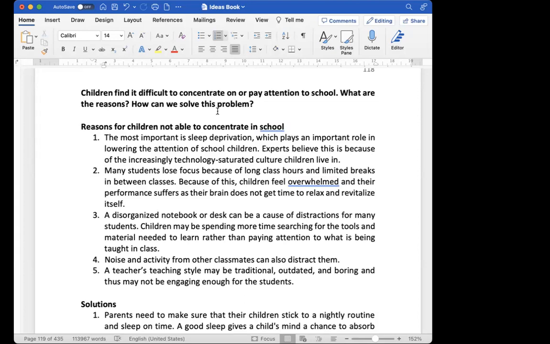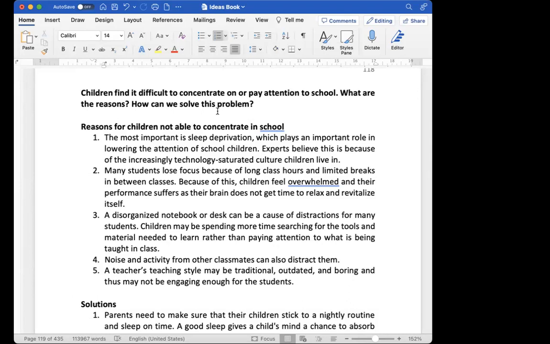Many students lose focus because of long class hours and limited breaks in between classes. Because of this, children feel overwhelmed and their performance suffers as their brain does not get time to relax and revitalize itself. Third, a disorganized notebook or desk can be a cause of distractions for many students. Children may be spending more time searching for the tools and material needed to learn rather than paying attention to what is being taught in class. Noise and activity from other classmates can also distract them. A teacher's teaching style may be traditional, outdated, and boring, and thus may not be engaging enough for the students. So are these 5 points clear?